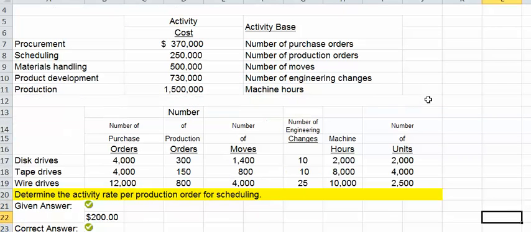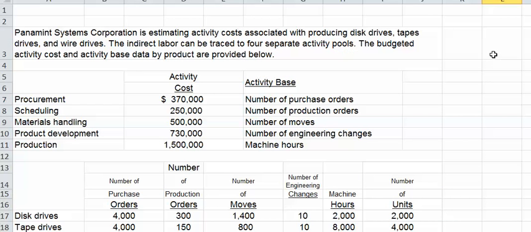This question: determine the activity rate per production order for scheduling. The Pyramid System Corporation is estimating activity costs associated with producing disk drives, tape drives, and wire drives. The indirect labor can be traced to 4 separate activity pools. The budget activity costs and activity base data by product are provided below.